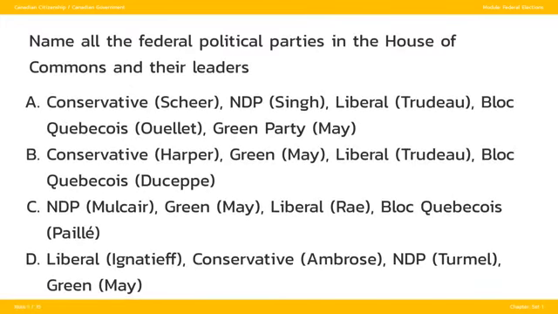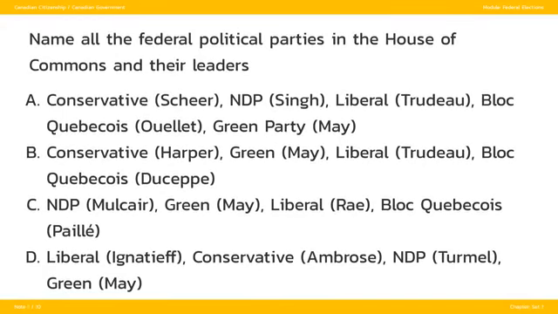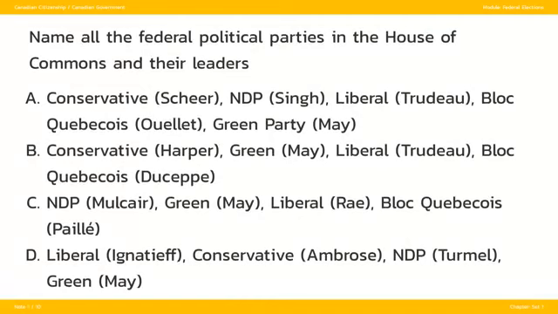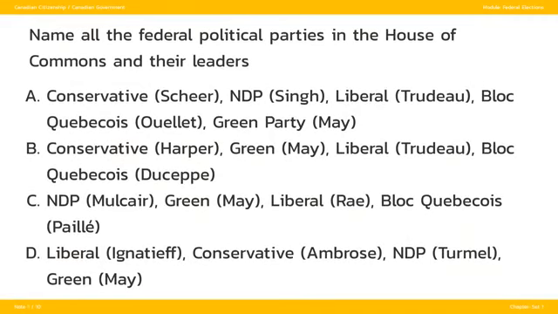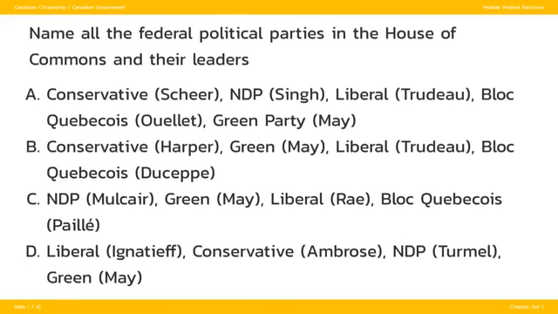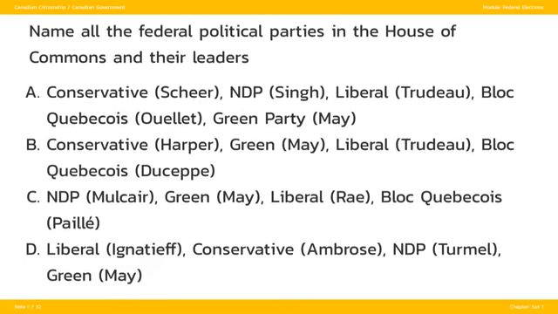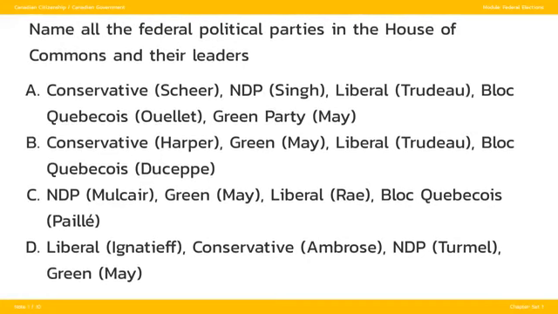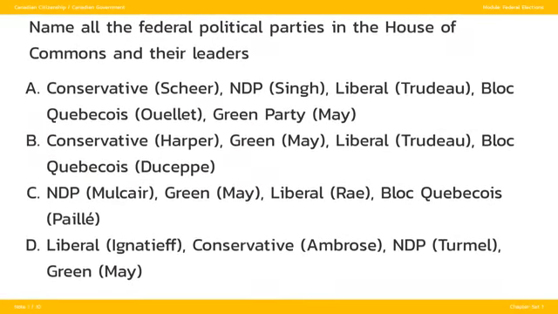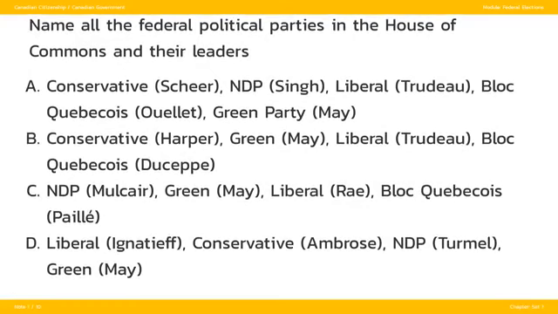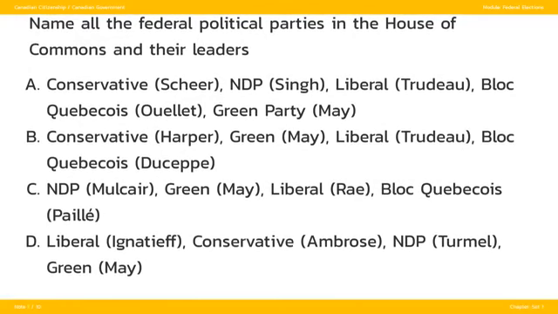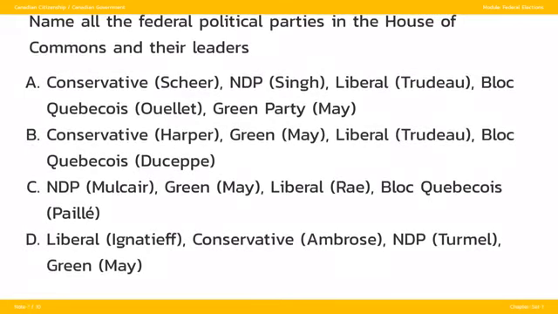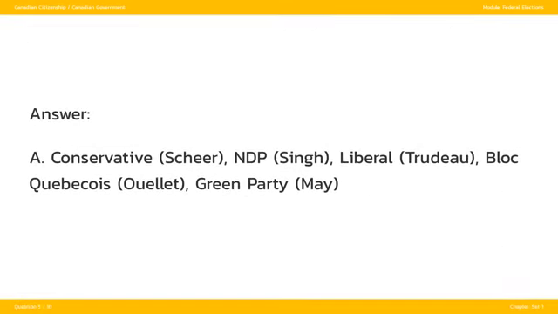Name all the federal political parties in the House of Commons and their leaders. A. Conservative, Scheer; NDP, Singh; Liberal, Trudeau; Bloc Québécois, Ouellet; Green Party, May. B. Conservative, Harper; Green, May; Liberal, Trudeau; Bloc Québécois, Duceppe. C. NDP, Mulcair; Green, May; Liberal, Ray; Bloc Québécois, Pi. D. Liberal, Ignatieff; Conservative, Ambrose; NDP, Turmel; Green, May. The answer is A. Conservative, Scheer; NDP, Singh; Liberal, Trudeau; Bloc Québécois, Ouellet; Green Party, May.